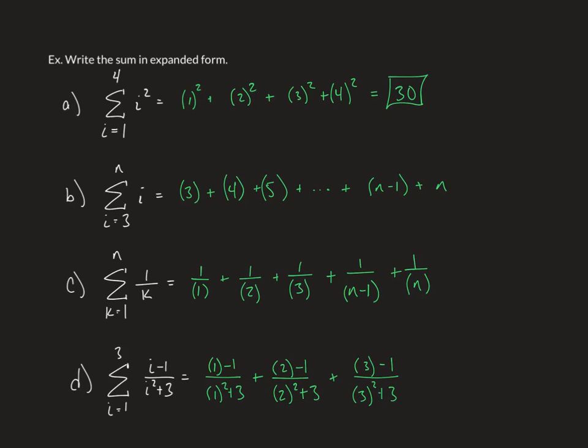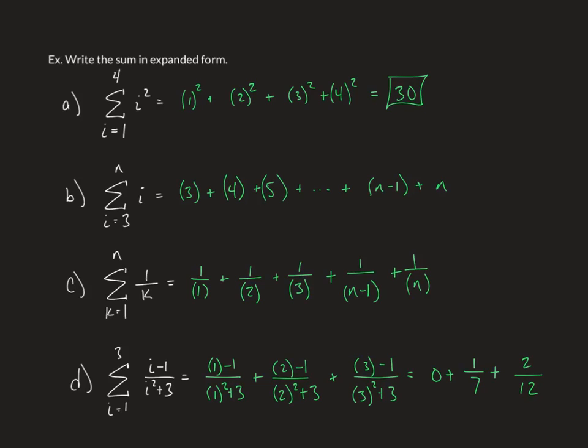And I'm just replacing i with the next integer each time. This we could actually evaluate. This first term here is 1 minus 1, which is 0 divided by 4. So the first term is 0. The second term is 1 over 7, so we've got 1/7. And the final term is 2/12.